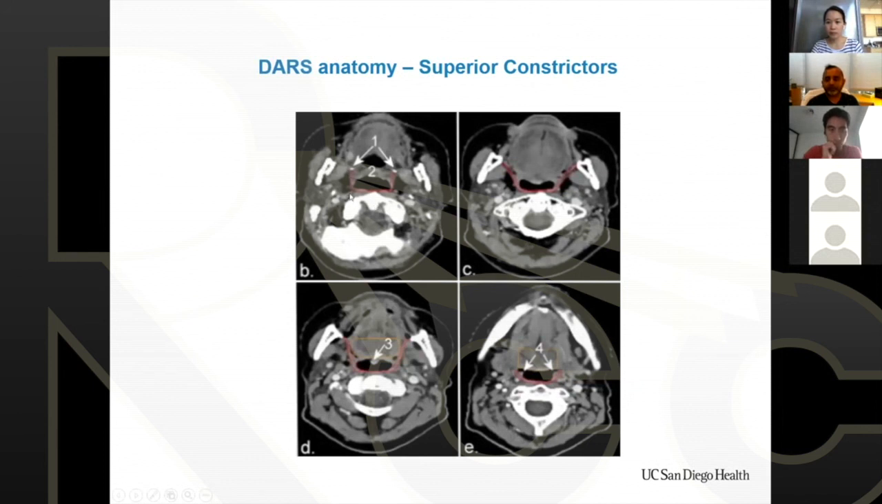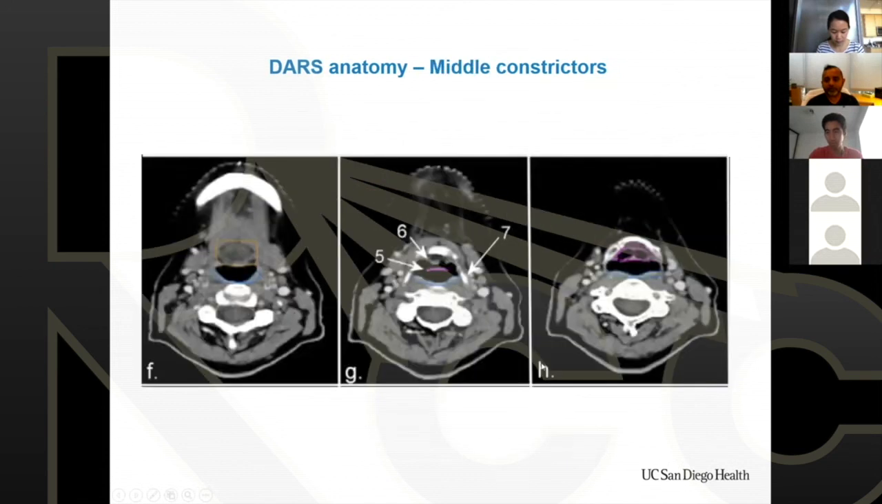So here is basically looking at superior constrictors in these patients. So you can see you have the longitudinal muscles and the circular muscles. And so this is the superior constrictor right here. And so basically it's drawing this very thin band, 5 millimeter band of tissue. And then here, obviously, you see the base of tongue in these patients drawn in orange. So this is what swallowing constrictor muscles and base of tongue contouring looks like in these patients.